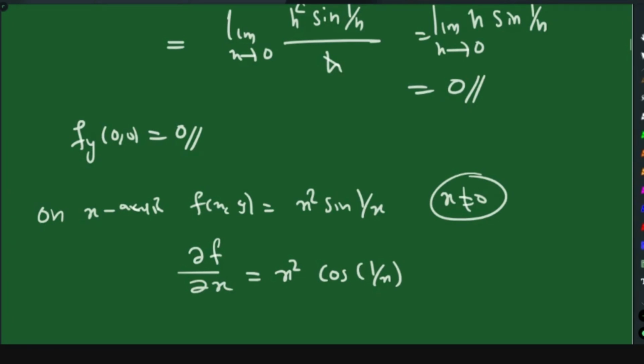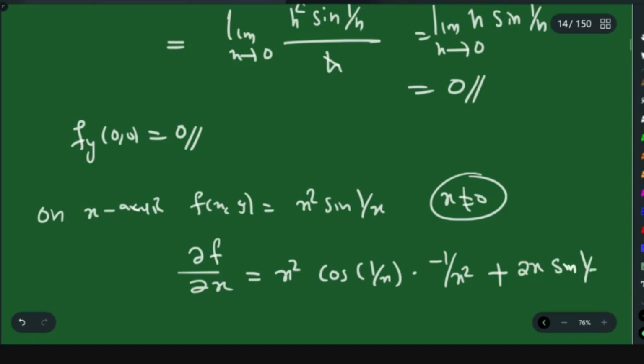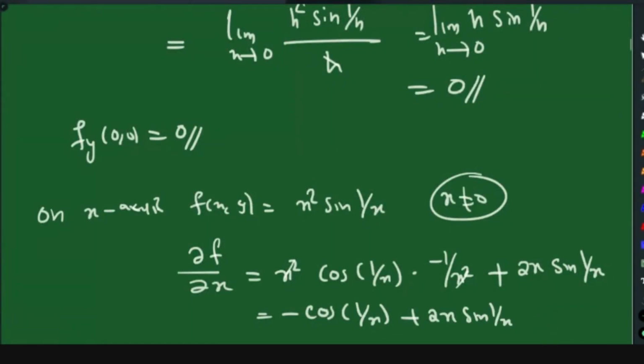So what you will get is x square into cos 1 by x into the derivative of 1 by x, that is minus 1 by x square, plus sine 1 by x. What is the derivative? That is cos 1 by x. Yeah, that we have done. Then you have to apply the product rule, right? So 2x into sine 1 by x. So you just compute it. So this x square will cancel. So the remaining is minus cos 1 by x plus 2x sine 1 by x. So this is the partial derivative of f on the x-axis, right?